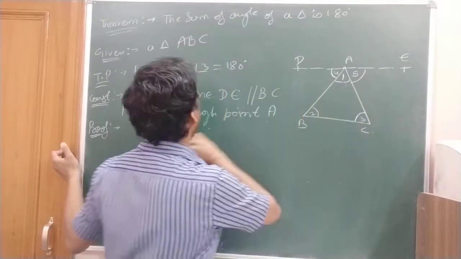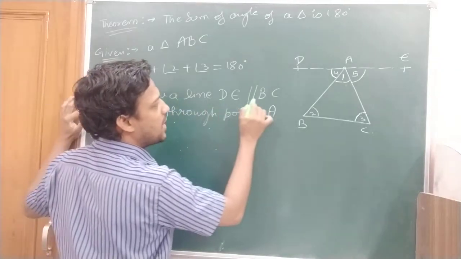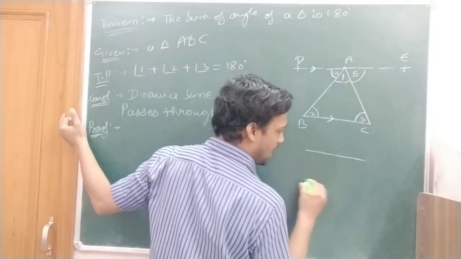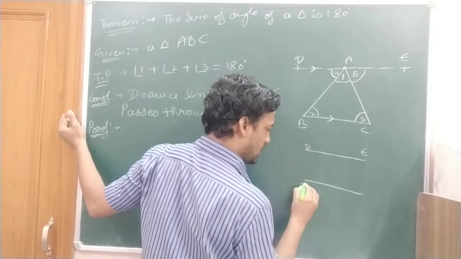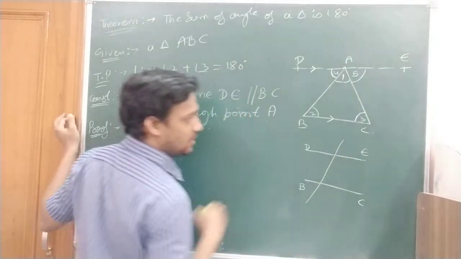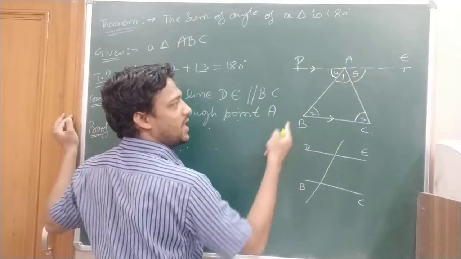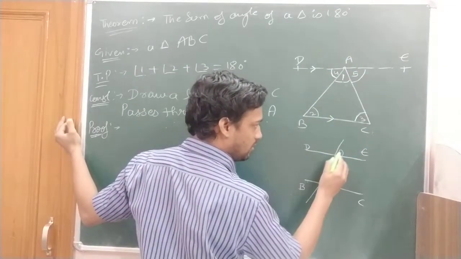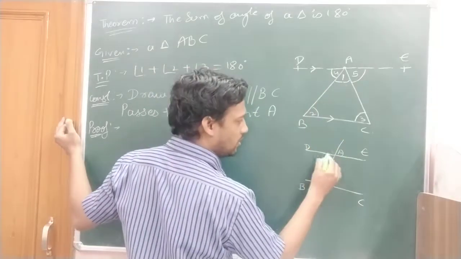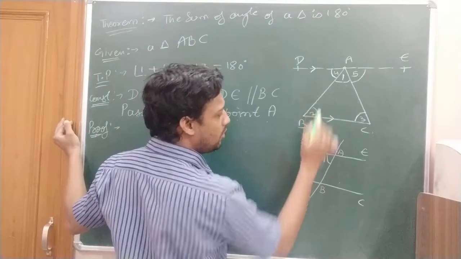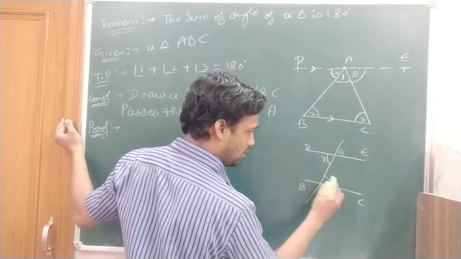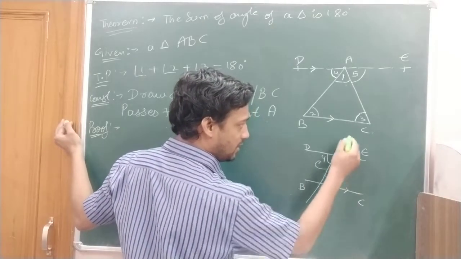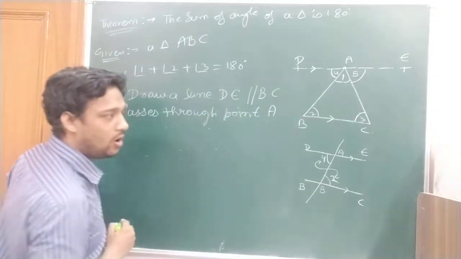You can easily see that we have constructed the line DE parallel to BC. It means the DE line is parallel to BC line. DE and BC are parallel to each other, and AB is a transversal. AB is a line, so I have extended it. Here is angle 4. Here is angle 2. It means angle 4 and angle 2 are equal to each other because the lines are parallel. This is the transversal, and angles 4 and 2 work as alternate interior angles.